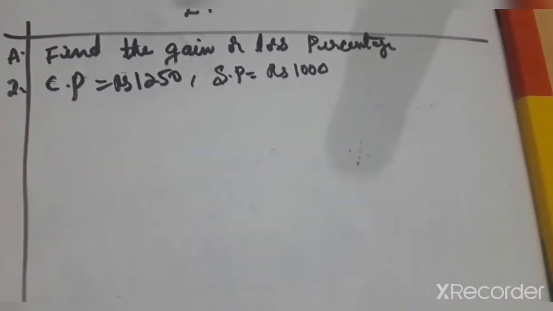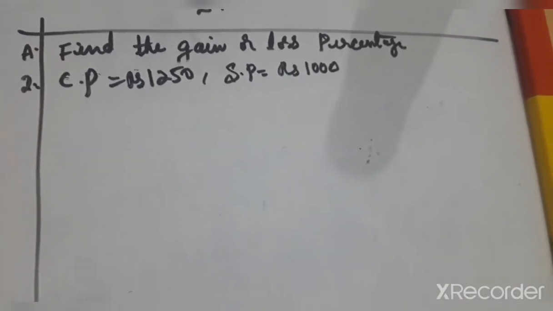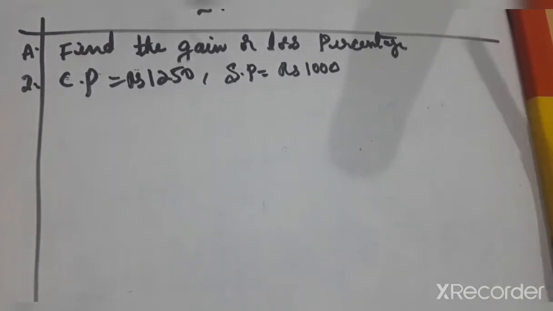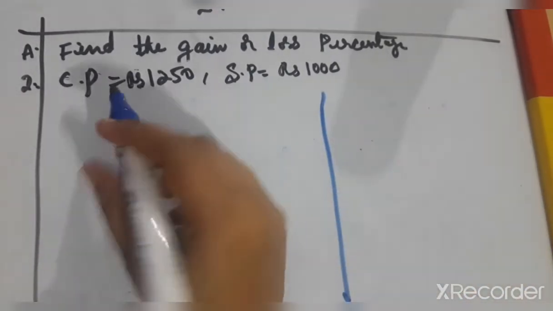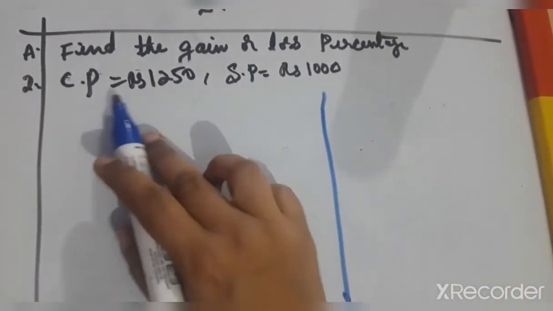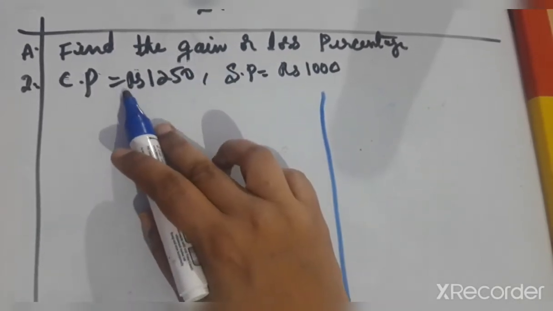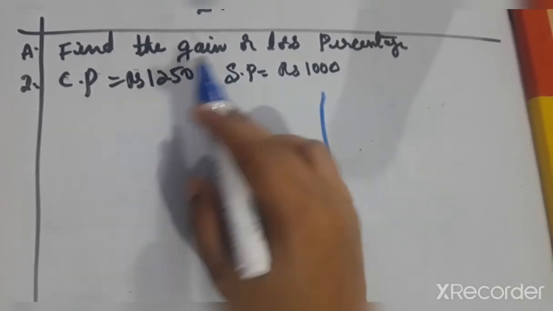Now second question, cost price is 1250 and selling price is 1000. So first we have to find profit or loss. Which is greater here, CP or SP? Cost price is greater. So purchase price is greater than selling price.